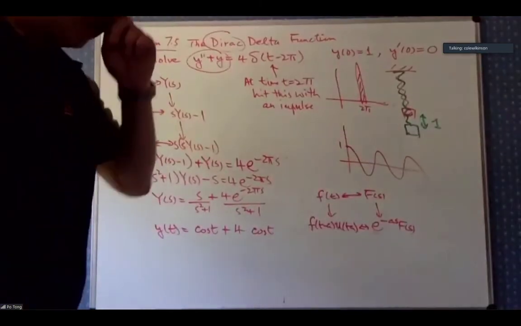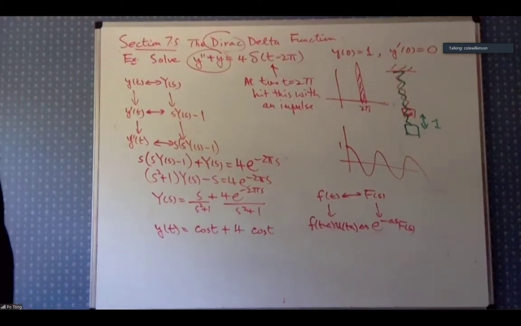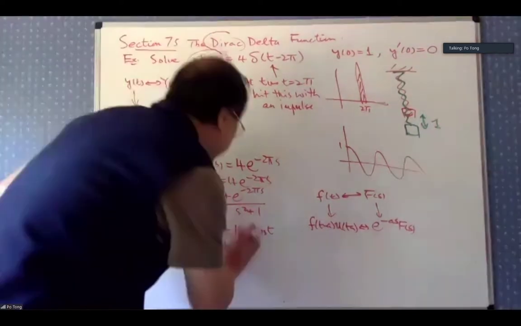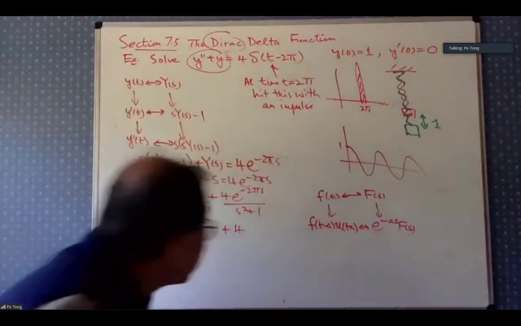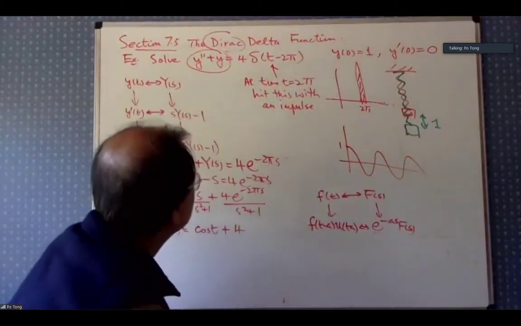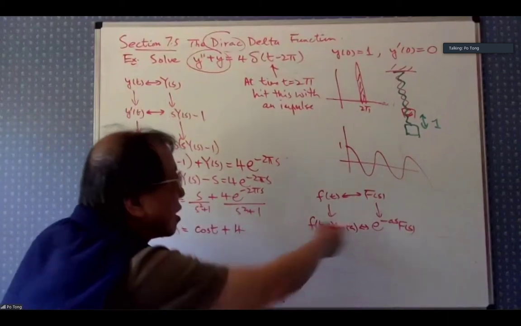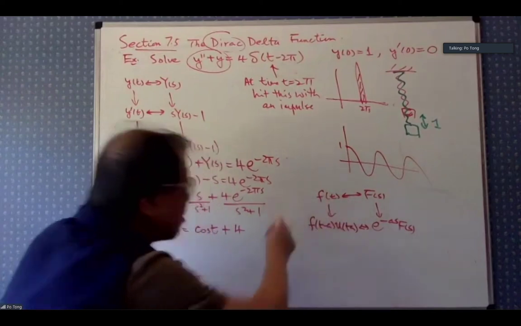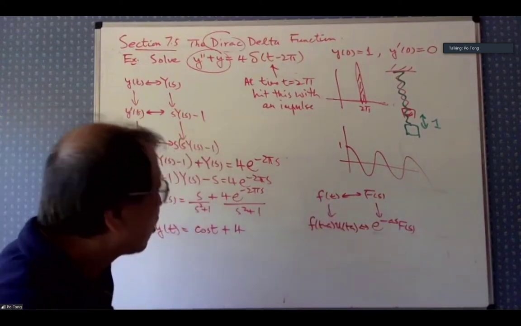I have a question. For the second term for y of t, why did you get 4 cosine t instead of 4 sine t? Oh, maybe it's 4 sine. I don't know. Yeah, it's 4 sine. You're right. It's 4 sine t, because there is no s there. Okay, let me just work on this and then see what that thing is. Yeah, you're right.